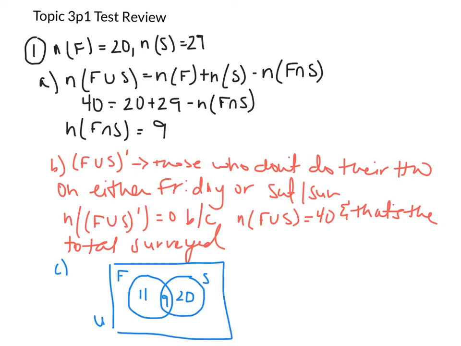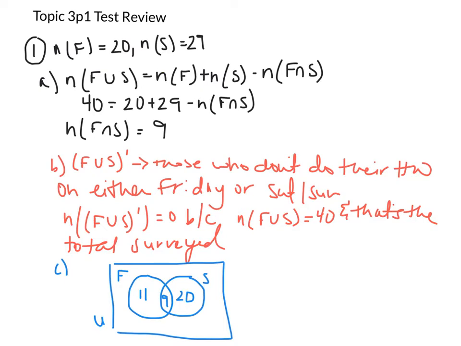So Part A, they ask us how many people are in the set F intersect S. So that would be the people who did their homework on both Friday and Saturday or Sunday. And so we know that's going to be 9. We know the total number of people surveyed is 40, but if you add up F and S, it equals 49, so 9 of those people have to overlap.